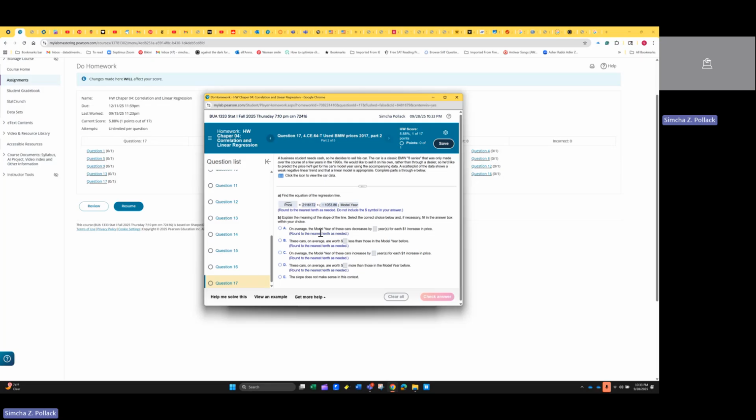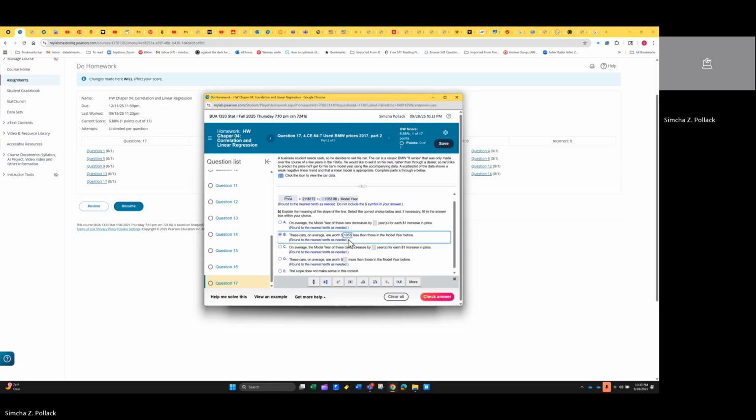And that means, on average, the model year decreases by, no, it's not that one. Okay, the model year before, meaning that it goes down each year by $1,053. So I'm going to put down, this is the answer. These cars are worth 1,000 less. Every year goes by, the price goes down.